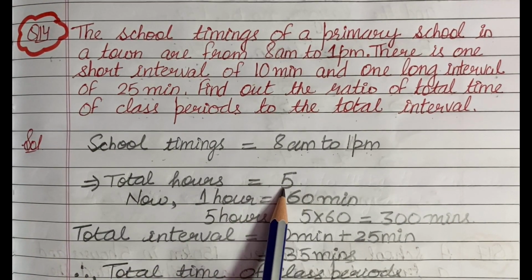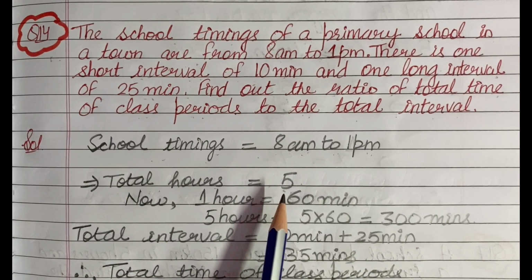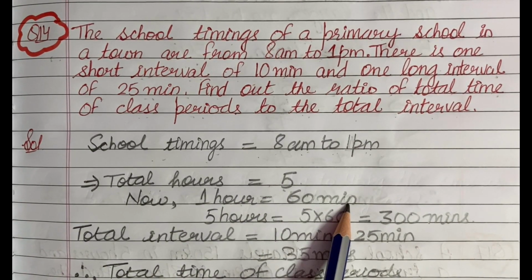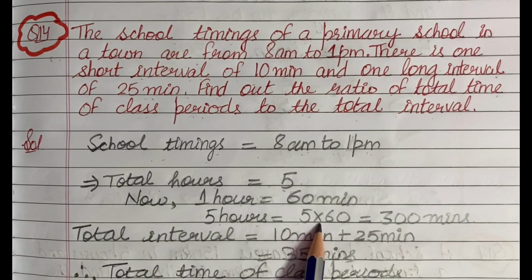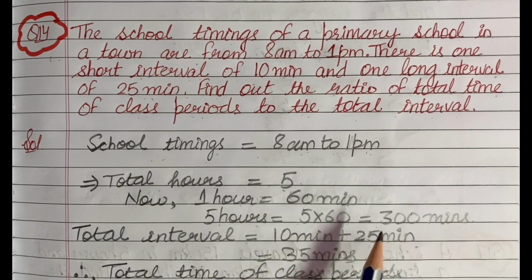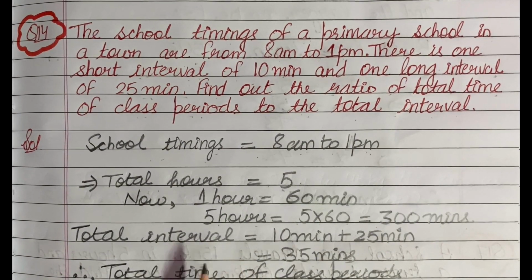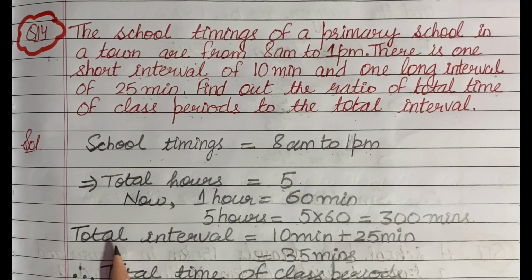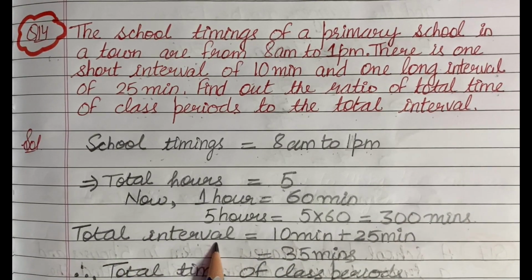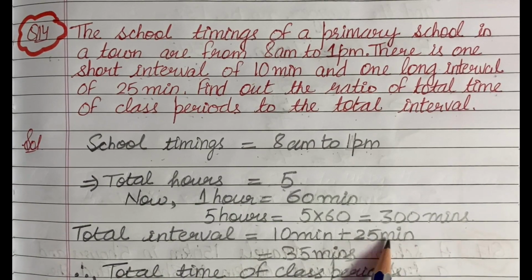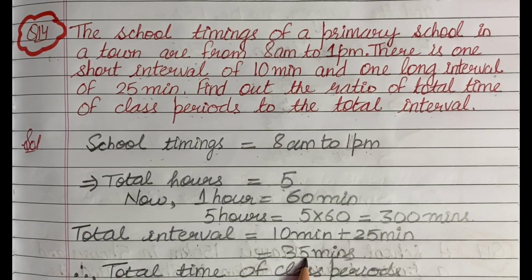Now we will convert these 5 hours into minutes. You know that 1 hour is equals to 60 minutes. So 5 hours is equals to 5 into 60. That is equals to 300 minutes. Now in the question it is written that there is one short interval and one long interval. So we will find out the total interval, and total interval is equals to 10 minute plus 25 minute, and that is equals to 35 minutes.